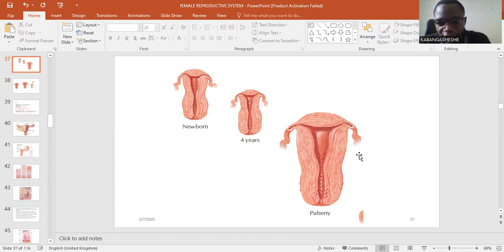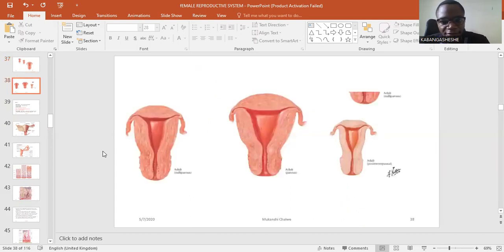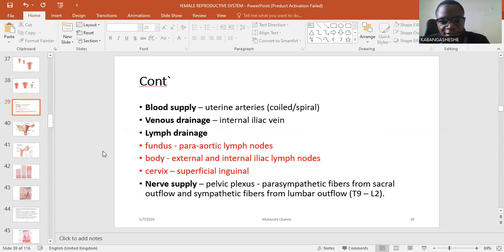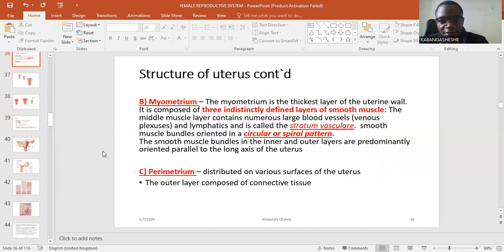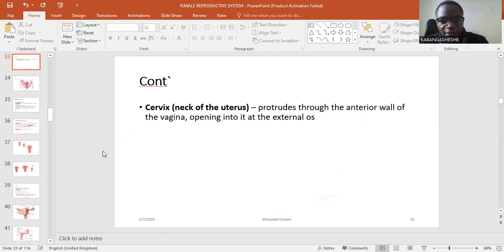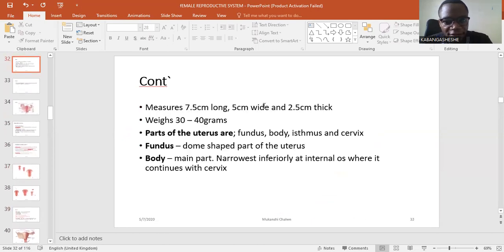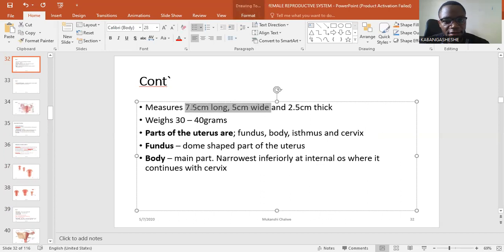So all these muscles are smooth muscles. Okay. So because of that, much of the uterus is just muscle. And the size of the uterus is compared to the fist of the female herself. So if you make a fist, that's the size of your uterus. It's quite small. Okay, about 7 centimeters long and 5 centimeters in width and 2 centimeters in thickness. It's quite a small organ, but can stretch to accommodate the fetus.